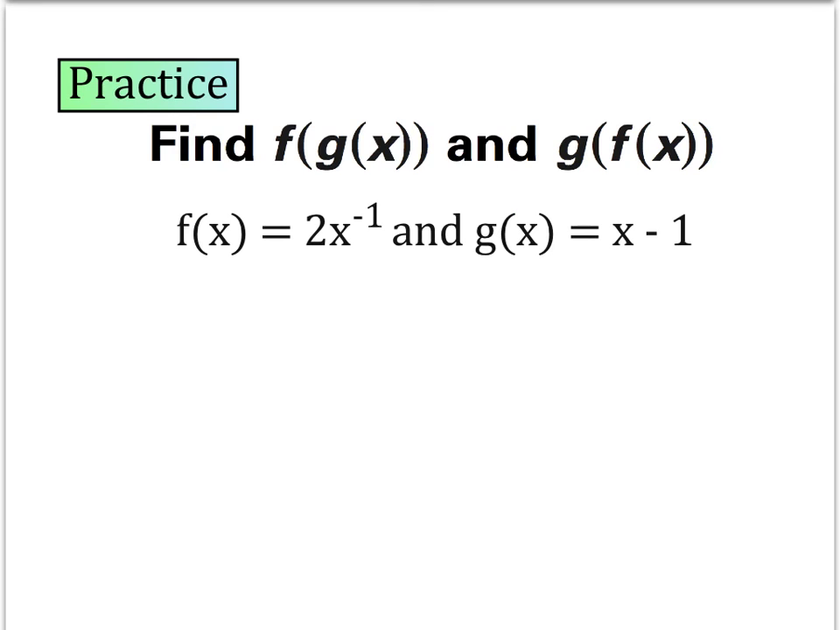Okay, so we have 2 more practice ones that I want you to work on. I want you to pause the video now, work on them, and when you do this, try to figure out what the domain is for each of these. Then on the next slide we'll go over the answers.